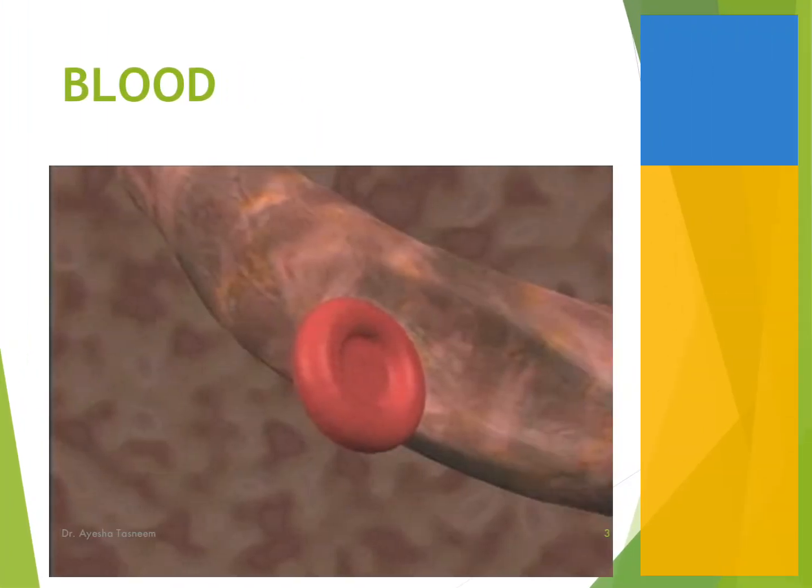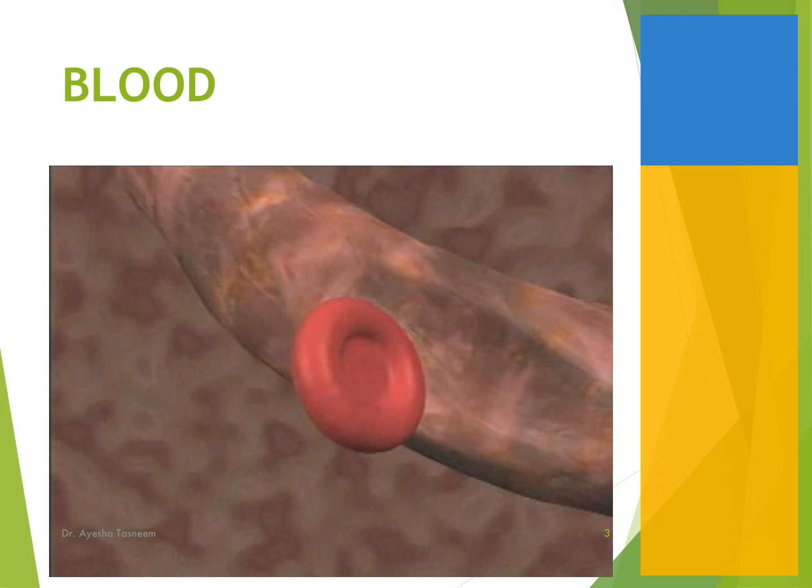Firstly, we come to the blood. Blood is a major component of the circulatory system. Without the blood, the circulatory system is of no use, because this is the medium for transportation of oxygen and carrying carbon dioxide from the body, and it is the whole component that contains red blood cells, white blood cells, and the platelets.